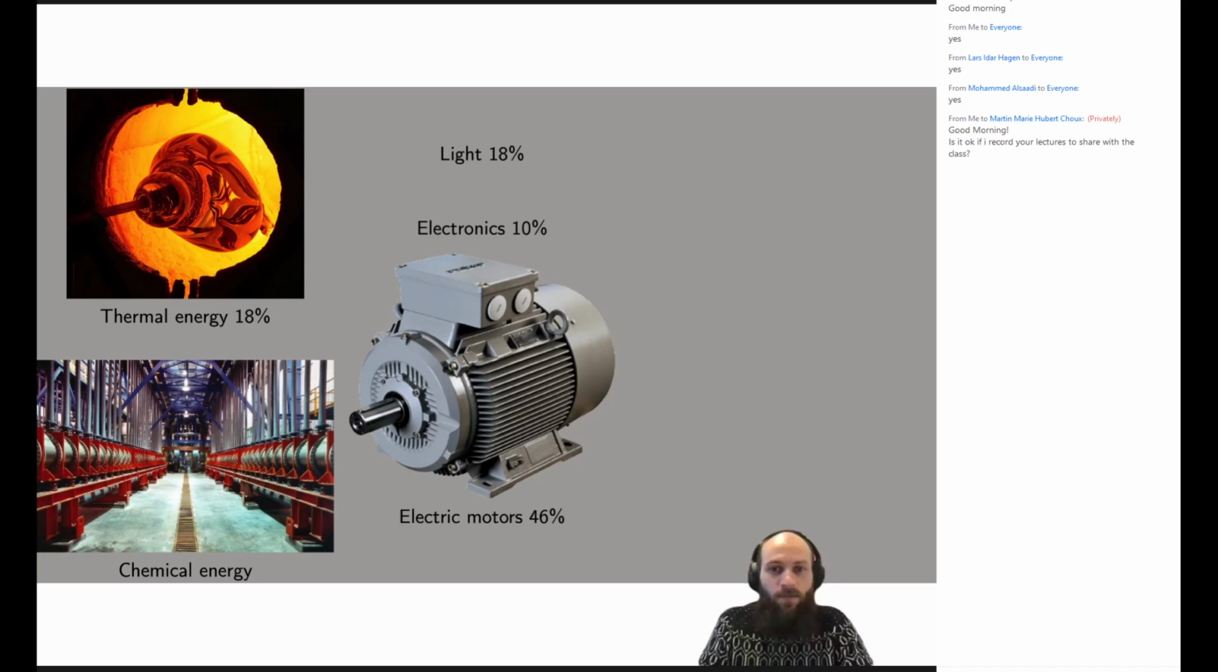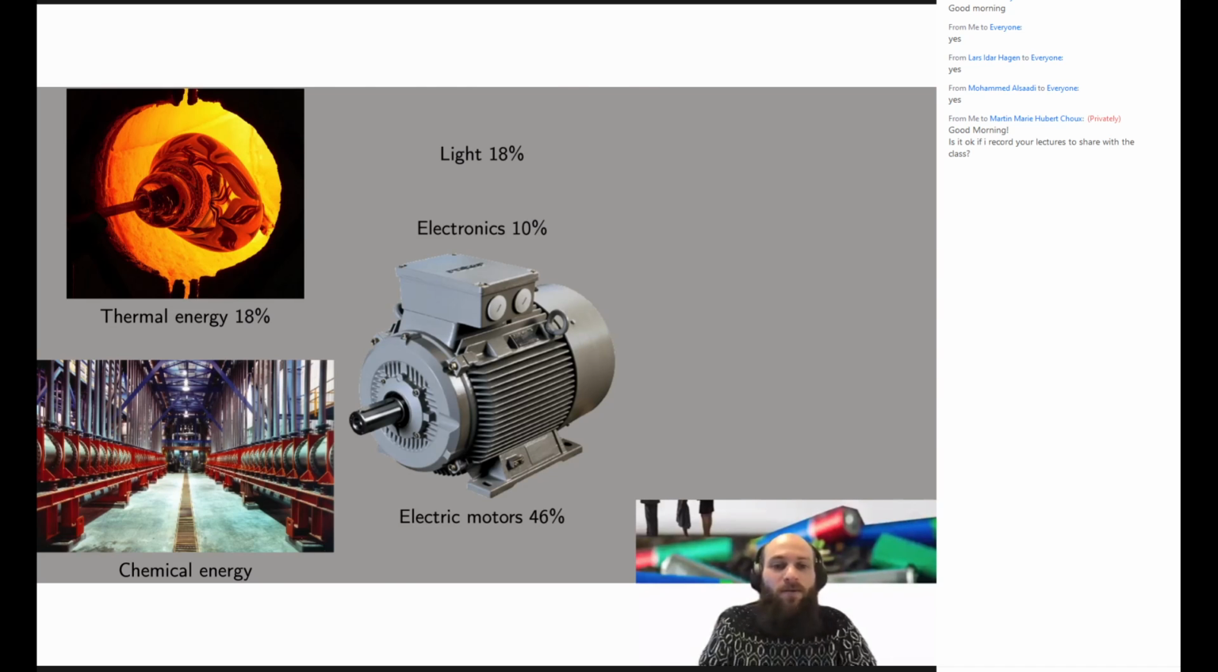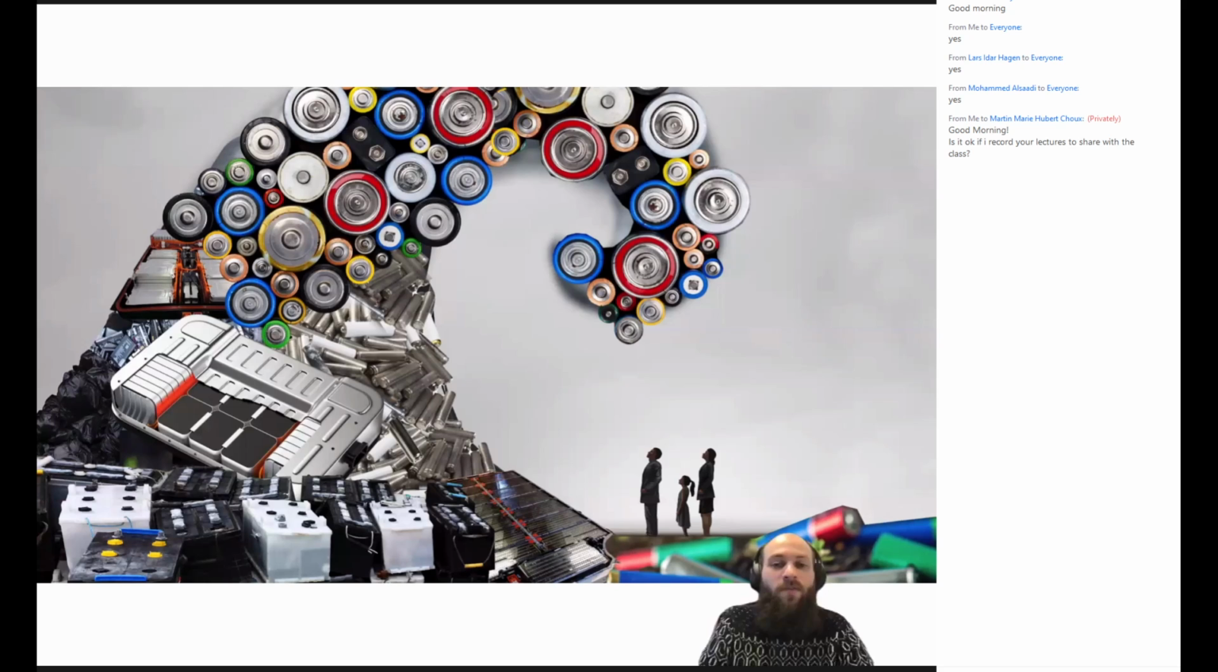So these motors are used more and more, I would say, because we are moving towards a very electrical economy, where we have electrification of transport, for example. And this requires batteries, and we have a tsunami wave of lithium-ion batteries that is coming.